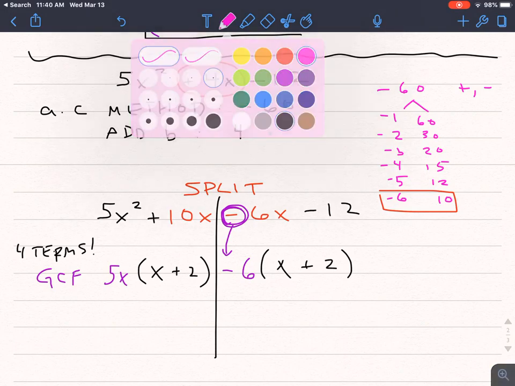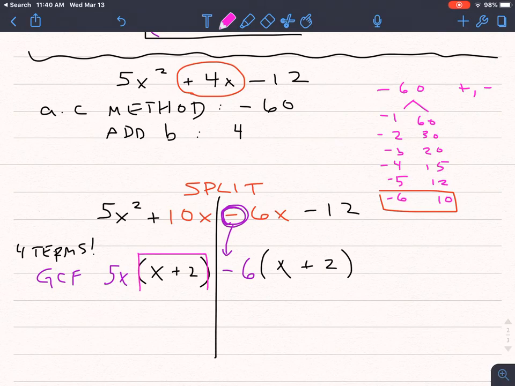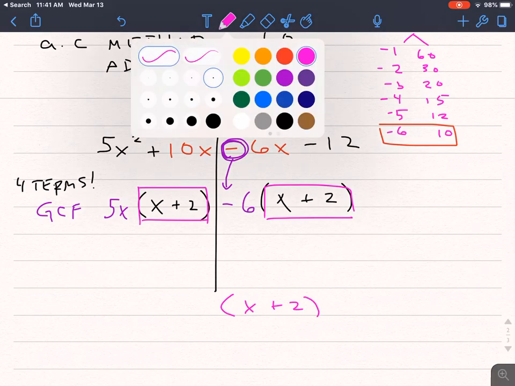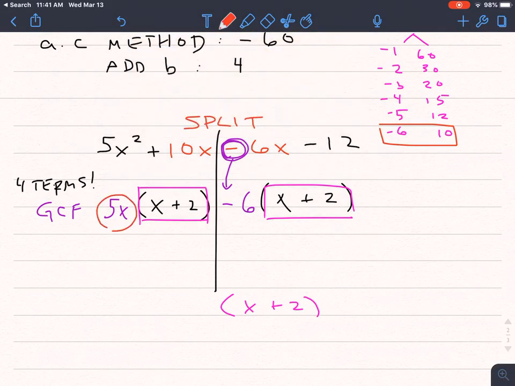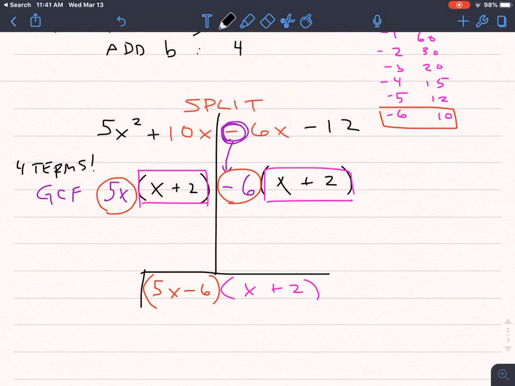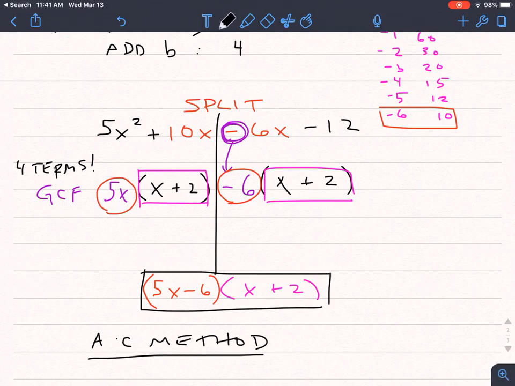And here we have, very important, our match. With those sets of parentheses, x plus 2 is one of my binomial factors. And there we have the remainder, the GCF factor, 5x minus 6. And this method, again, is called our AC method. And it will work with any factorable polynomial where a does not equal 1.